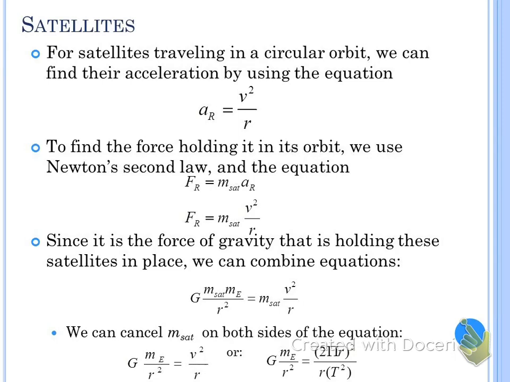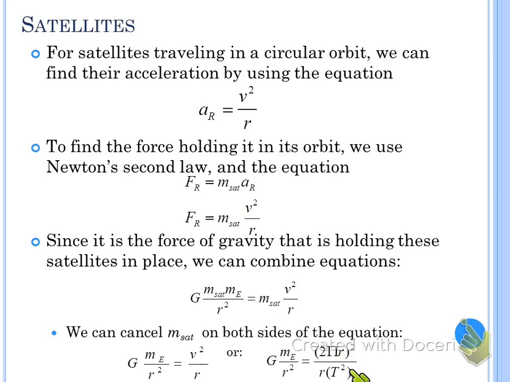Sorry, that kind of took away some of our stuff. We end up with equations that look like this: G times the mass of the Earth over r squared equals v squared over r. Or we can substitute for velocity, 2 pi r over T.